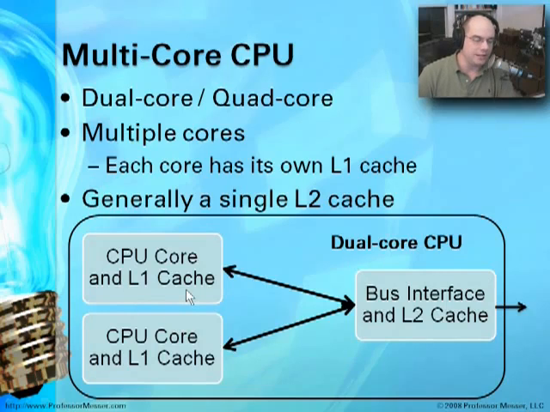Each CPU core has its own cache memory, its L1 cache. So it's going to look local to the core for any memory that it may need, any information that it may need from memory. If it's not there, it jumps out to the L2 cache. That's where the bus interface is to the rest of the system. And you'll notice the L2 cache is shared by all of the different cores inside of that chip.